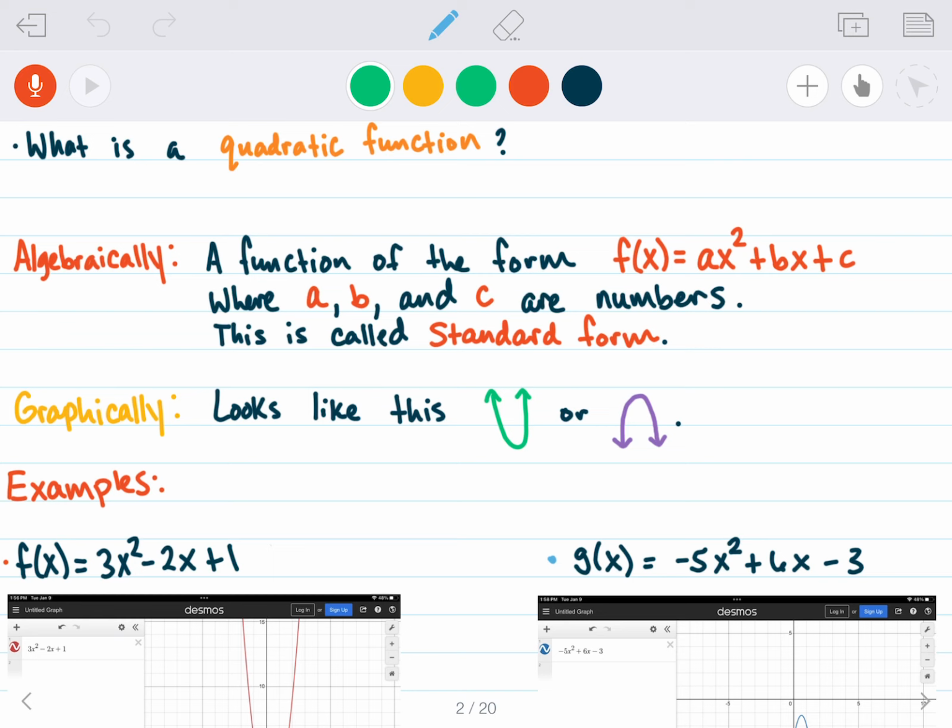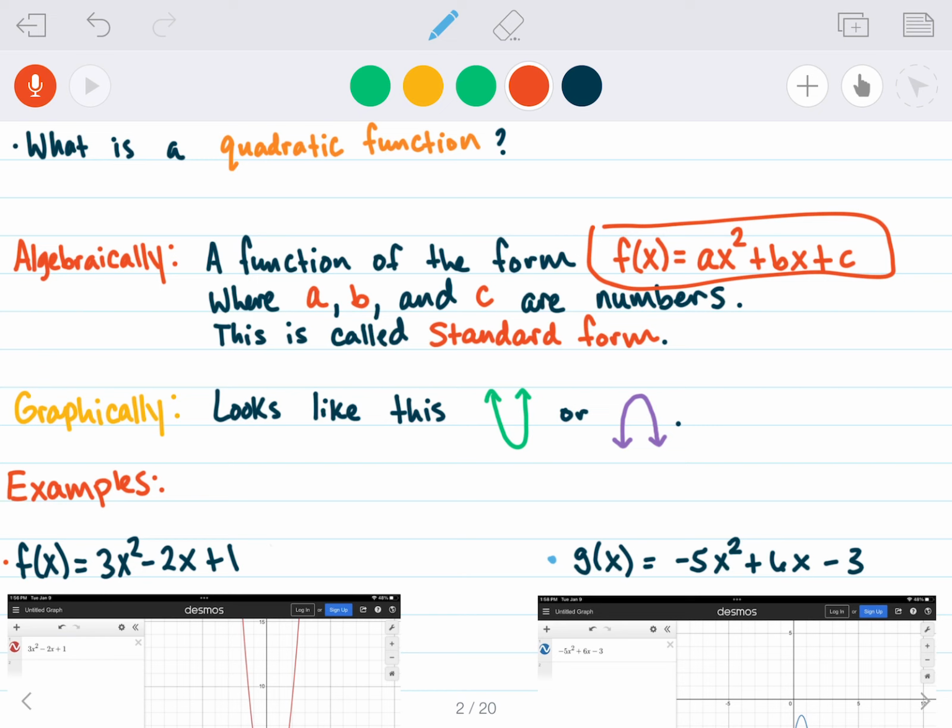Algebraically, what does it look like? Well, one way of looking at a quadratic function is to view it like this. We have f of x equals ax squared plus bx plus c. Now, as I mentioned, typically x is our input variable. So we're going to be inputting a number or maybe some other expression into that equation, and we're going to be getting something out, right? That's our f of x. A quadratic function takes this form, and this form is called standard form.